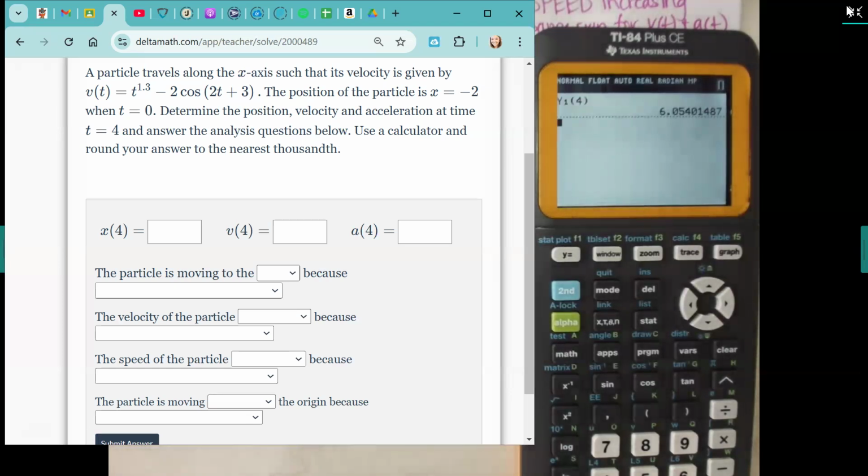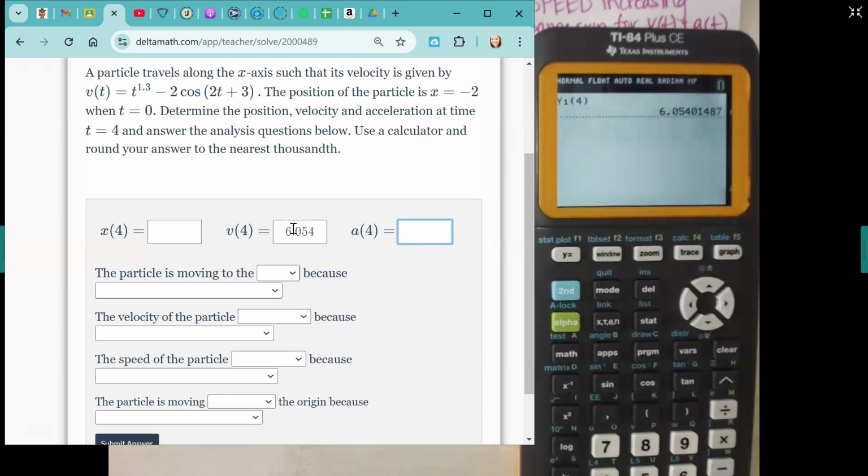Okay, so let's type it in for your V. It says you're rounding to the thousandths place, so that'd be 3 decimals. 6.054. Next, I want acceleration. What is acceleration if I have the velocity equation?